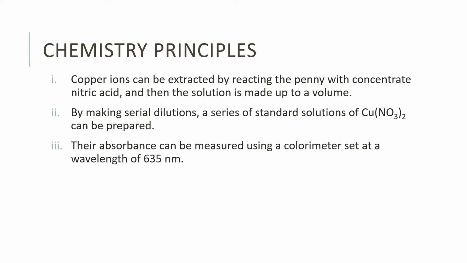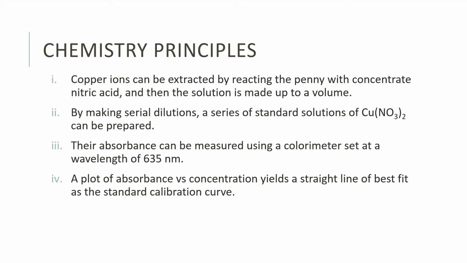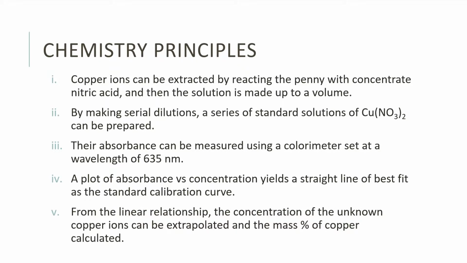3. The absorbance of these copper nitrate solutions can be measured by using a colorimeter set at the wavelength of 635 nanometers. 4. A plot of absorbance versus concentration yields a straight line of best fit known as the standard curve. And 5. From the linear relationship, the concentration of the unknown copper ion can be extrapolated and the mass percent of copper calculated.